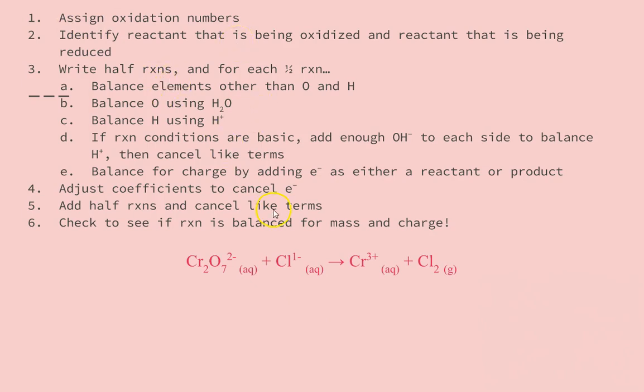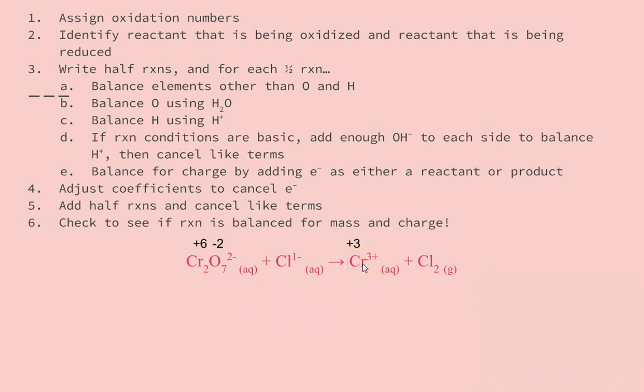So let's start with assigning oxidation numbers. We know that oxygen is -2, and there's 7 of them, so that would be -14. The whole thing has to add up to -2, and so what we need from the chromium is a total of +12, right? +12 minus 14 would give us a -2. And since there's 2 chromiums, chromium has to be a +6. If we look over here, chromium is by itself, it has a +3 charge, and so our oxidation number is just +3. So chromium is going from +6 to +3.